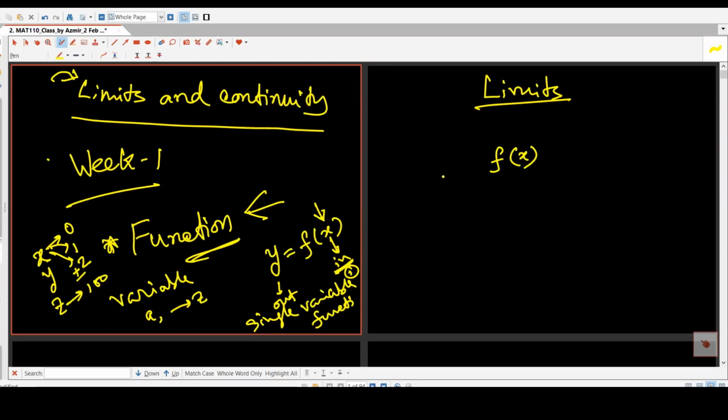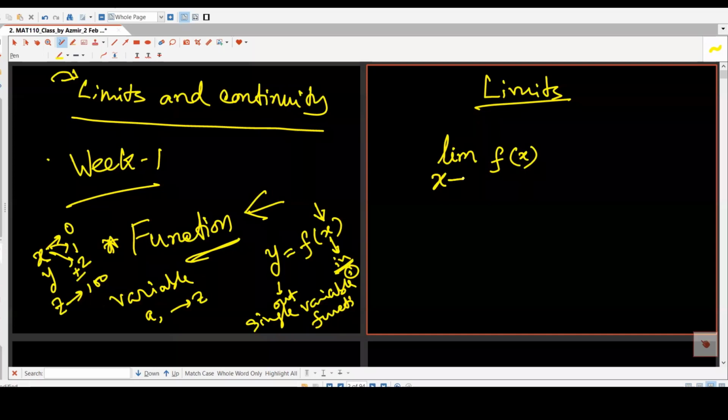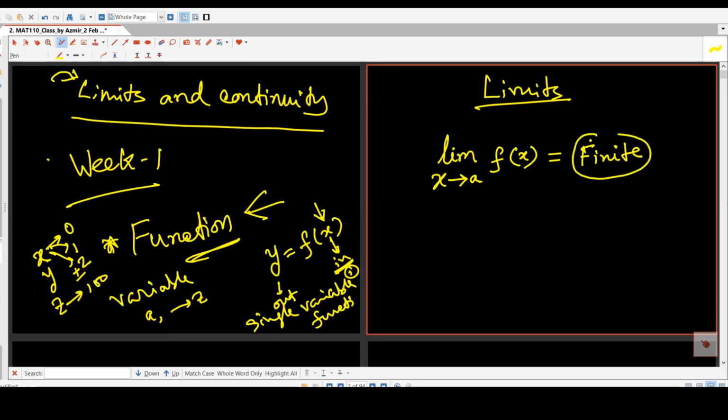Here we are trying to discuss limits of functions. Suppose we have a single variable function, and we want to evaluate the limit of that function when x approaches a. If we finally get a finite value, then we can say that the limit of this function exists.